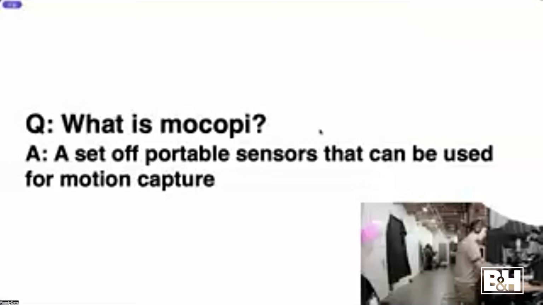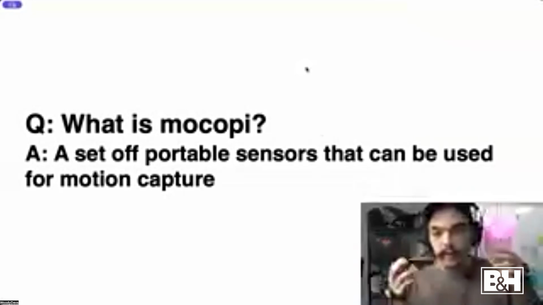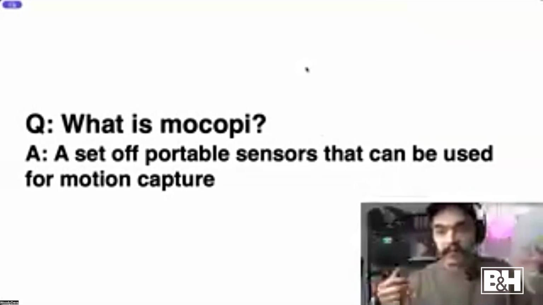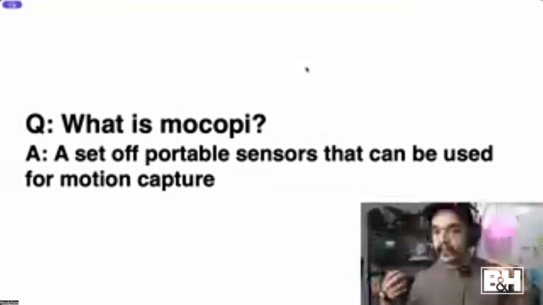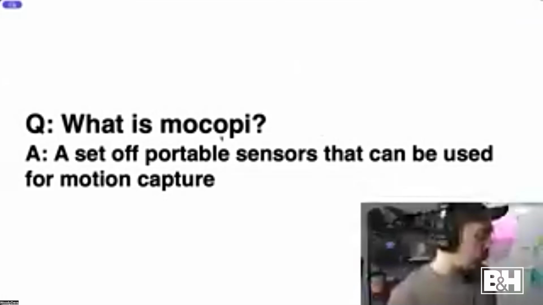So these things basically together use magnetic sensors to be able to sense each other's location and then be able to report back to our computer. And it's really, really simple.